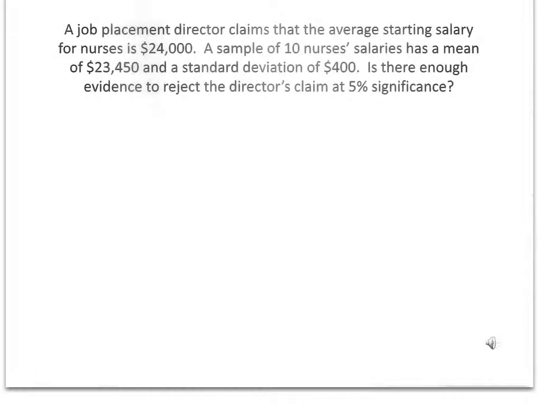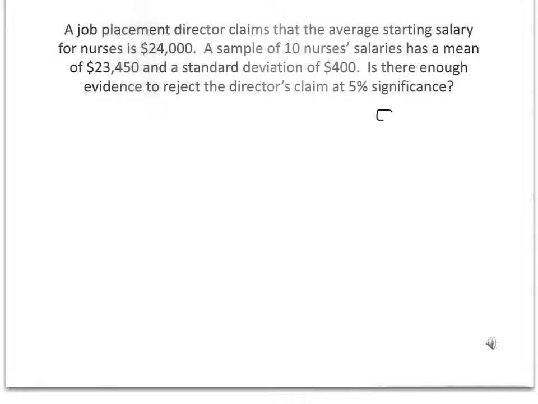A job placement director claims that the average starting salary for nurses is $24,000. A sample of 10 nurses' salaries has a mean of $23,450 and a standard deviation of $400. Is there enough evidence to reject the director's claim at a 5% significance?